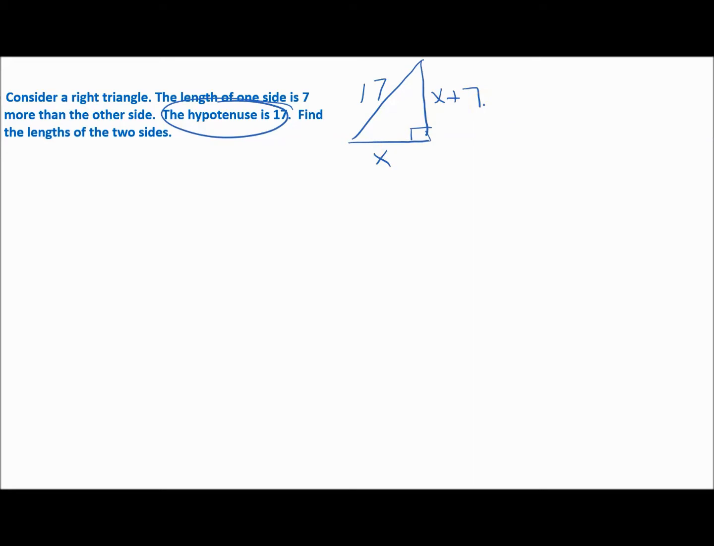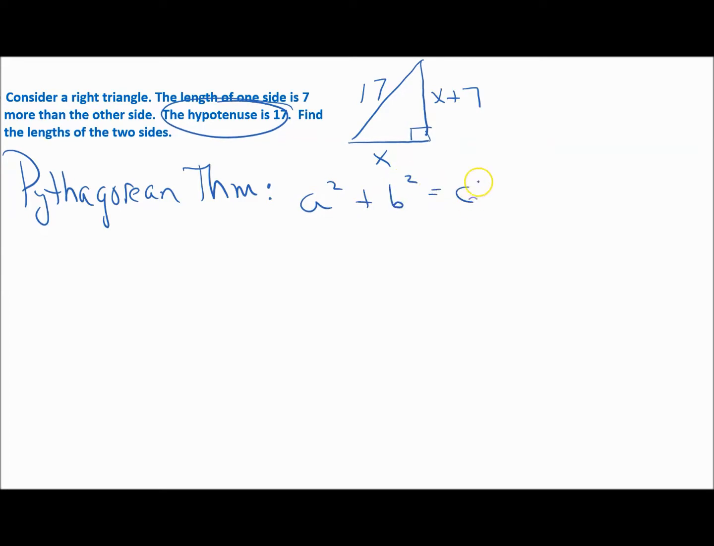Now we have a special formula. It's called the Pythagorean theorem. And if you've ever done any geometry at all, you've learned about this. It says anytime you have a right triangle, which we have here, then a squared plus b squared is equal to c squared. Now a and b are just the sides, but the c must be the hypotenuse.